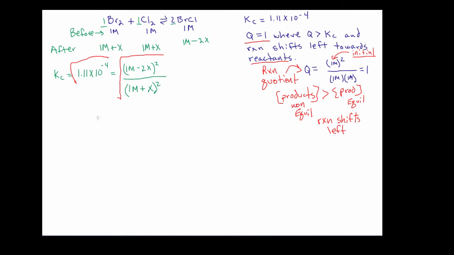Okay, so I'm going to go ahead and just jump right to what the square root of 1.11 times 10 to the minus fourth is. So this is going to be 0.